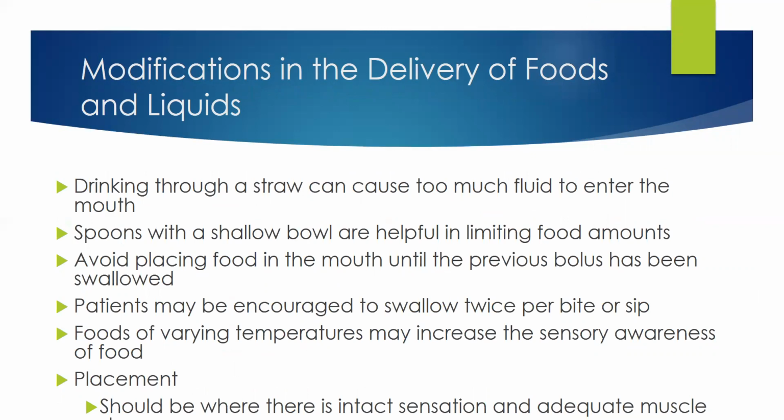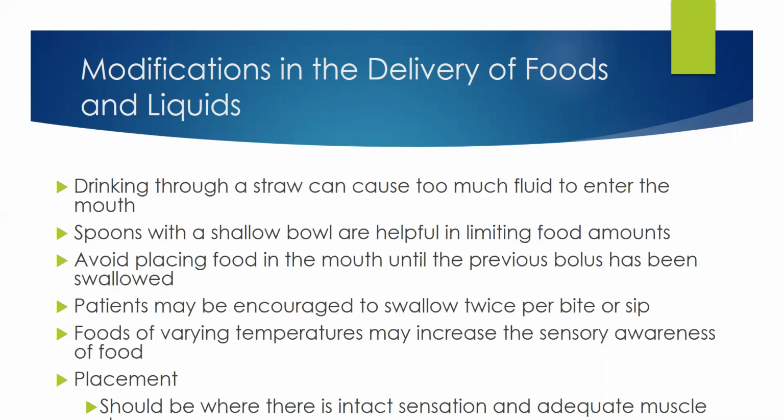So we also modified the delivery of foods. For many individuals, drinking through a straw can cause too much fluid to enter the mouth or the oral pharynx. Sometimes we'll use larger bore straws or shorter straws and play around with the straws. That's a major consideration, whether or not a straw is helpful. Sometimes we will use smaller spoons or adaptive equipment. We'll often avoid placing food in the mouth until the bolus has been swallowed previously. Patients are often encouraged to do a second dry swallow to clear, or a second sip and swallow to clear the pharynx before taking another one.